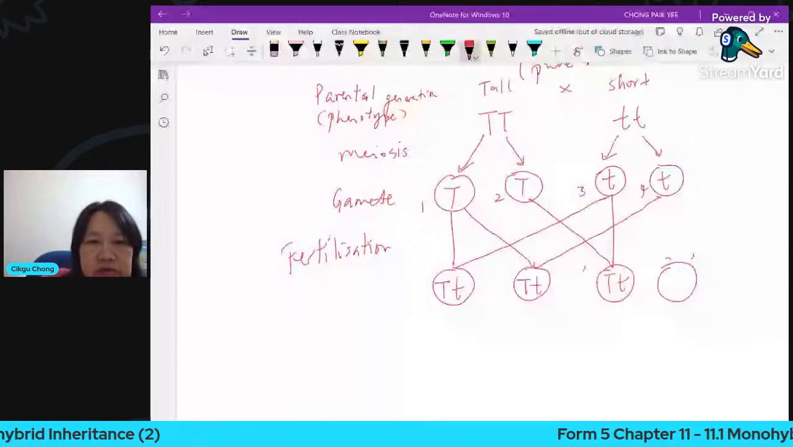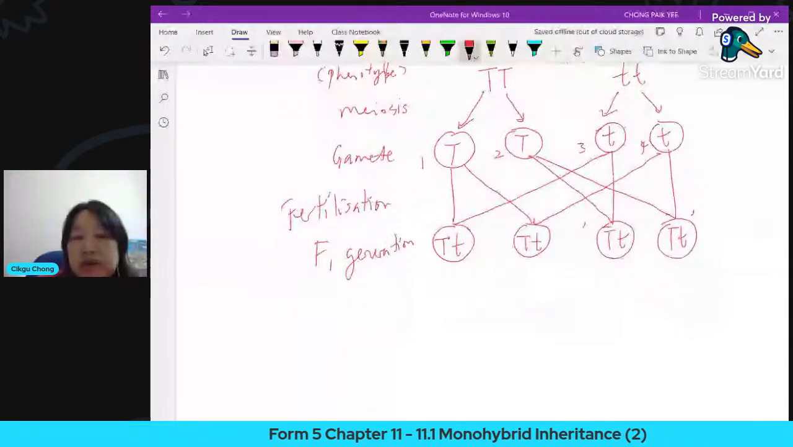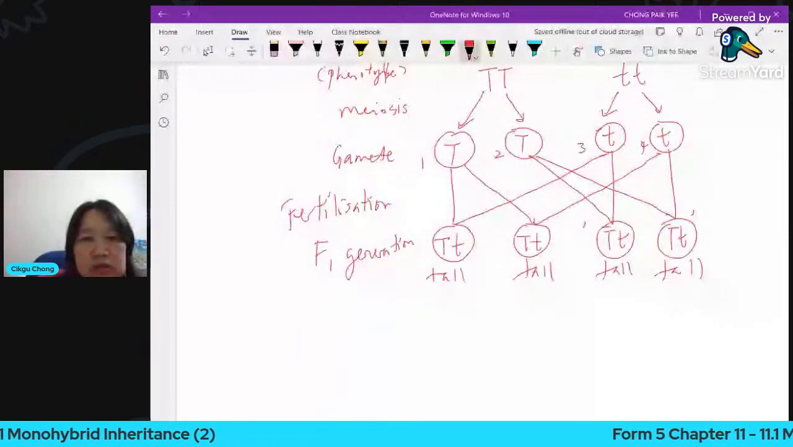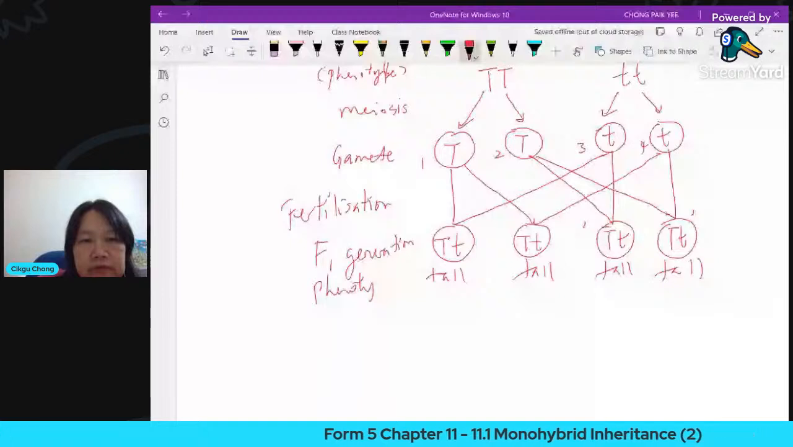Okay, this is your genotype. What you see is genotype, but you can write your phenotype as well. You can put here tall, tall, tall, tall. These are the phenotype. Phenotype is outward appearance. Okay, now this is the first crossbreed.